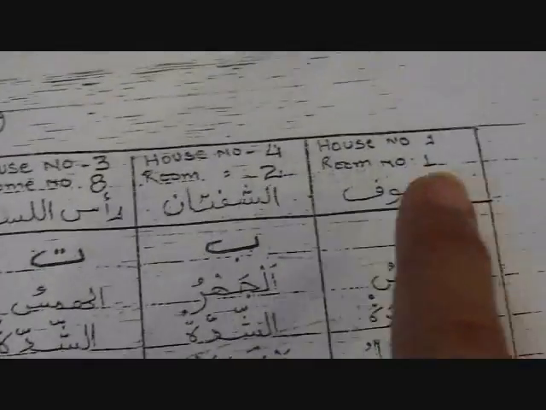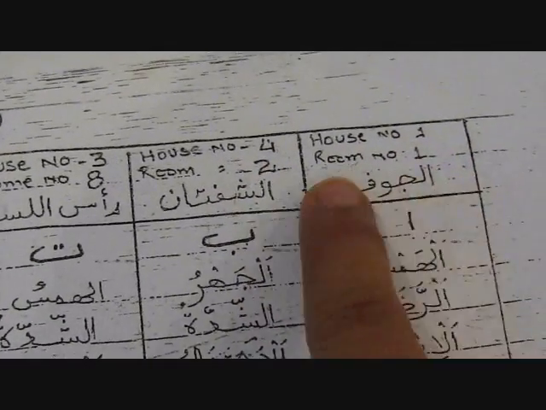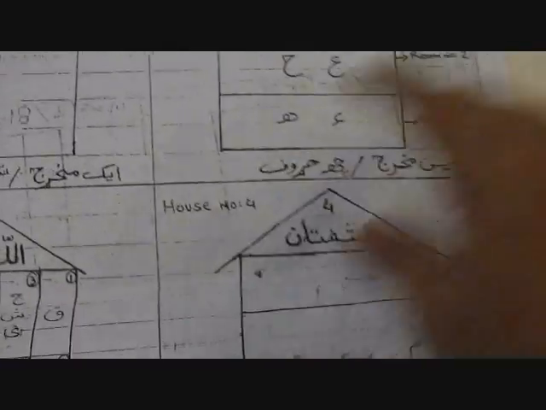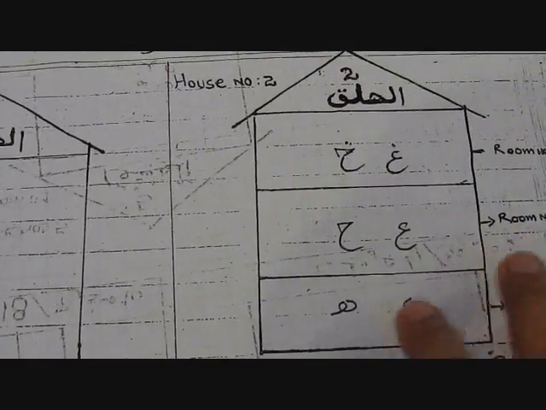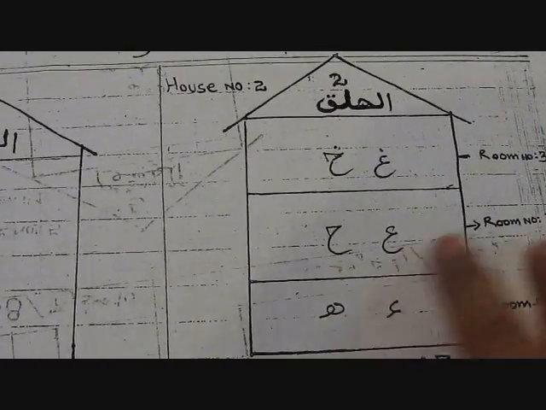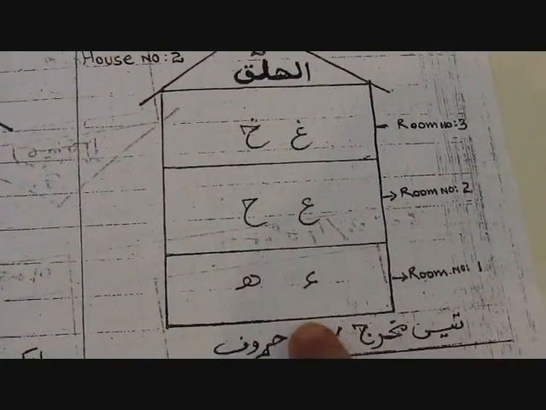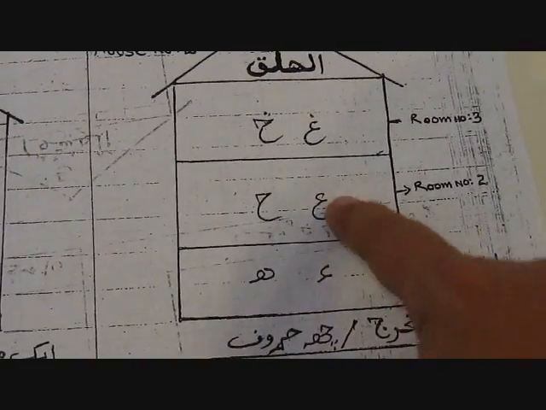As you can see, there are houses written on the top. House number 1, room number 1. She's even done that. Actually, this is my teacher, Maryam Sultana, who's actually done this, and she's classified the letters like we've done. Al-halaq, as you saw, this is the room. This is room number 1, 2, and 3.